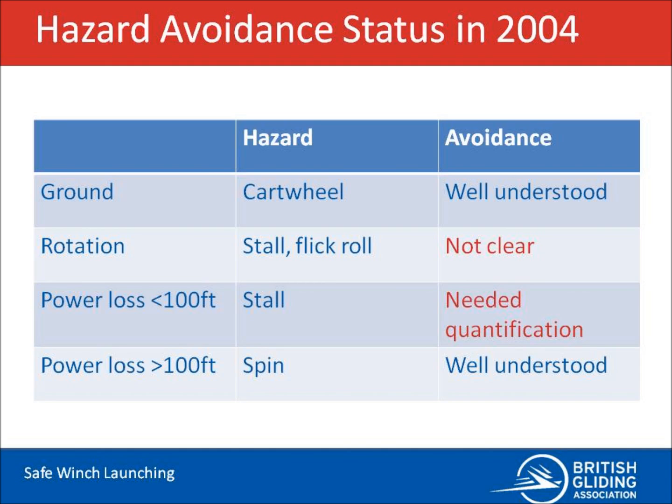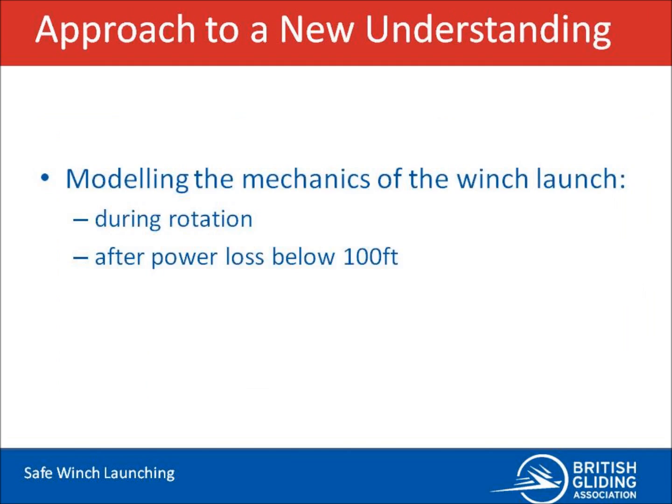But the conditions that could result in an accelerated stall and flick roll during rotation were not known, and the combinations of airspeed, climb angle, reaction time, pushover G and other variables that could lead to an unrecoverable situation after a launch failure near the ground had never been quantified.